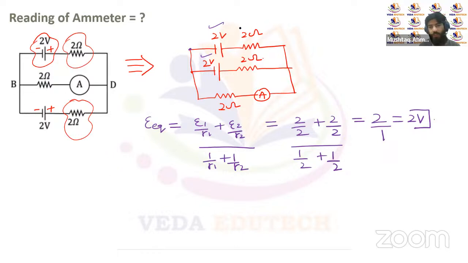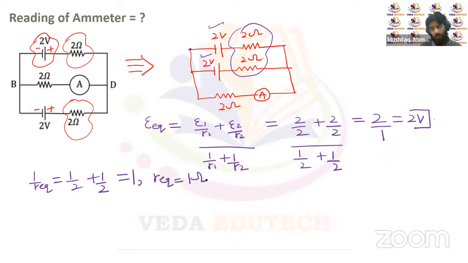And let's try to find the equivalent resistance of these two batteries, right? So 1 over R equivalent will be equal to 1 over 2 plus 1 over 2, that will be equal to 1. Or we can say our R equivalent is equal to 1 ohm. If this is the 1 ohm, it means that we can just replace this whole circuit like this. We have this battery of equivalent EMF and the equivalent resistance, and then finally we have this resistance of 2 ohm, which is connected with the ammeter, Ammeter A, right?